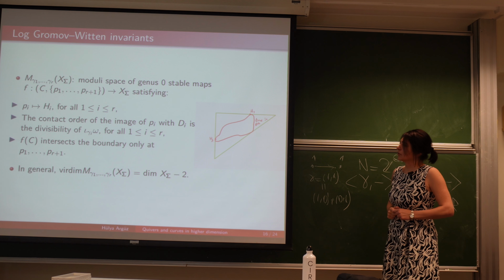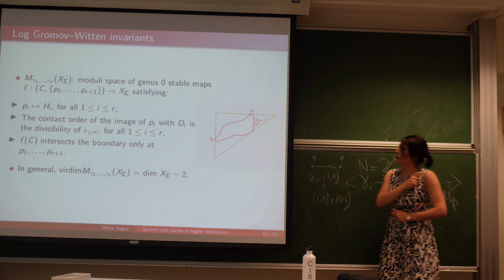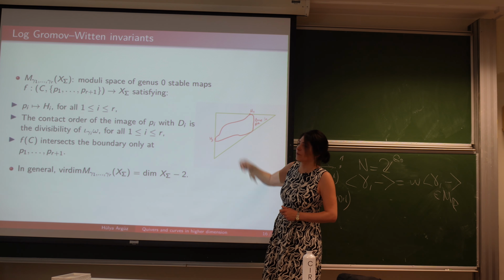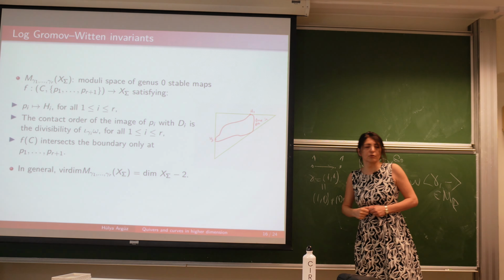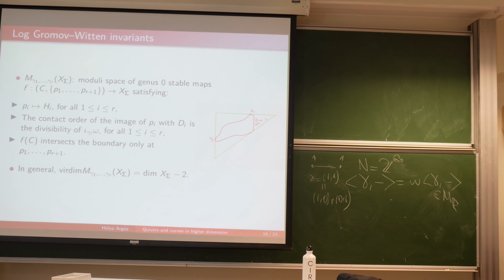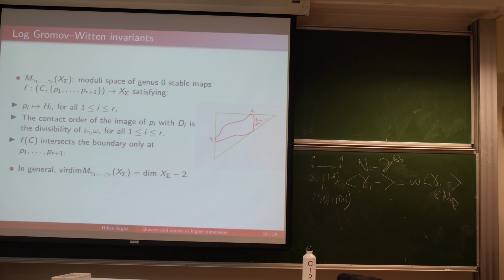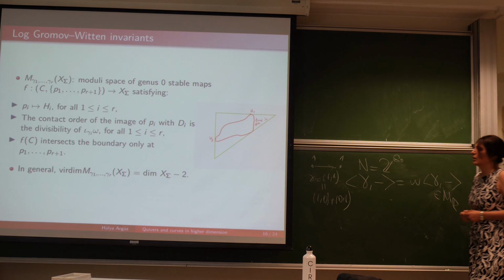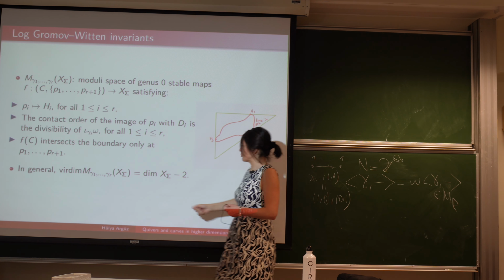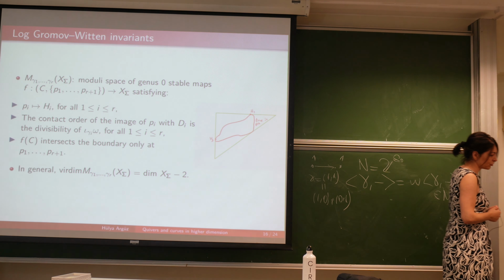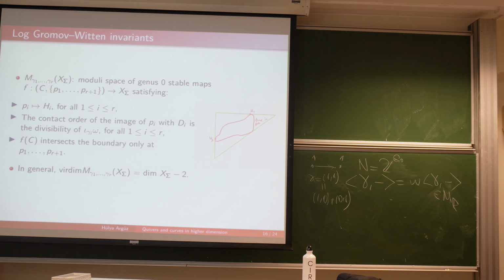Then in general, if you calculate the virtual dimension, so in this example, if you look at P2, if you look at a rational curve in P2 passing through 2 points, there is only one such curve. And so in general, if you look in dimension 2, you will get just finitely many curves. The virtual dimension in dimension 2 is 0. And the subtlety is to describe these invariants in higher dimensions. Because if you calculate the virtual dimension of this moduli space, it will be the dimension of your toric variety minus 2. So in higher dimensions, you will not get virtual dimension 0.